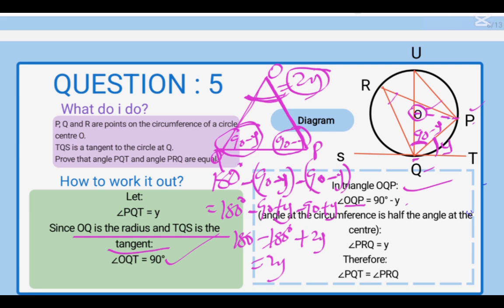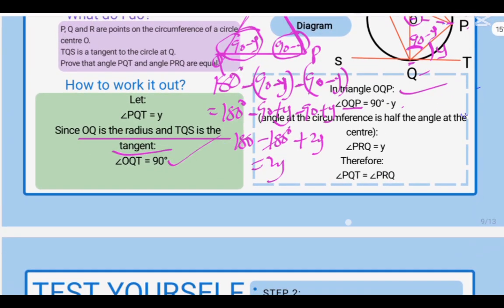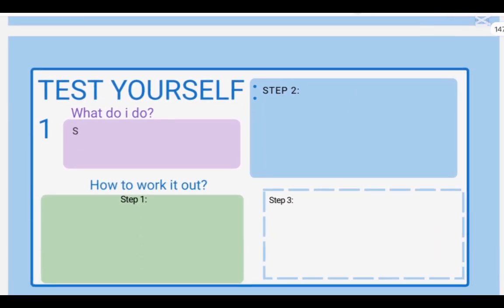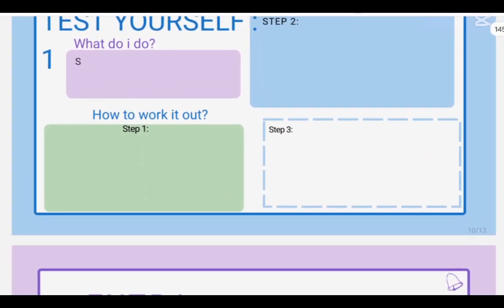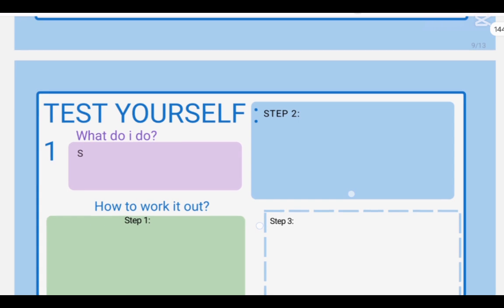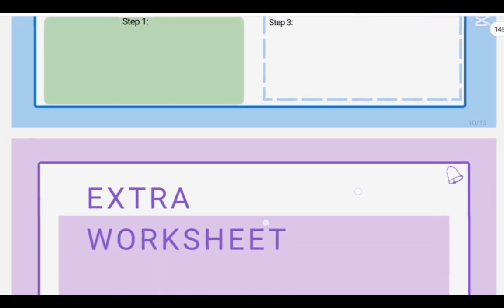Now if you want me to prove another circle theorem, just tell me in the chat box, and I will prove any one.